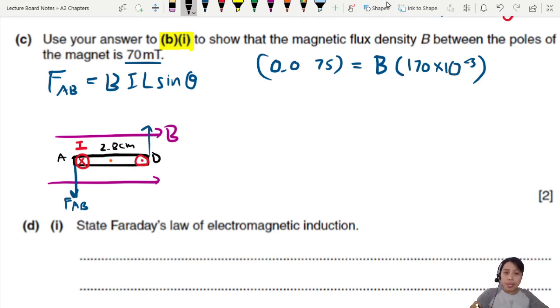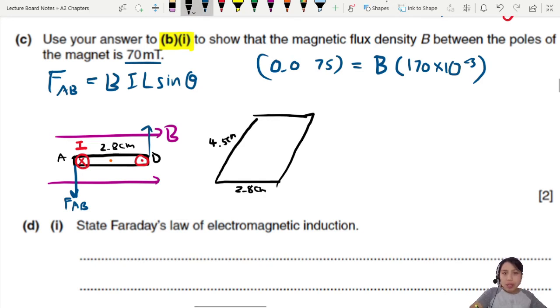Wait. The length of conductor is like this. This one is 2.8 cm. This one is 4.5 cm. The force is acting on this part because of a current moving through this part. Be very careful. This side, yes, it's current, but it's parallel to the magnetic field, so no force. So be very careful which side you are looking at.